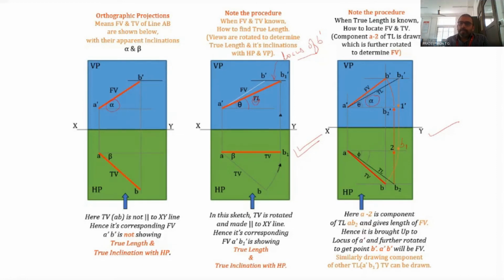What we do is we then rotate A dash B2 dash in order to get B dash. So A dash B dash will be the front view. Similarly, by drawing the component of the other true length, that is the true length in the front view, A dash B1 dash, we can get the length of the top view. So this is the procedure that we adopt when we have the true length as well as the true inclinations. And this is the procedure that we adopt when we have only the projections. So let's go through some of the examples.